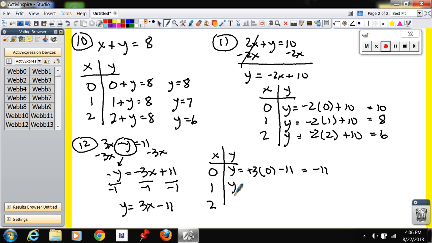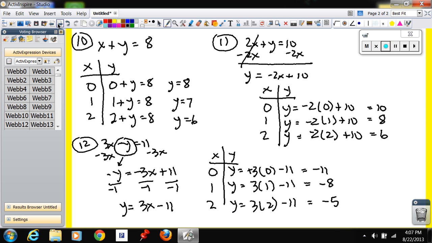Y equals 3 times 1 minus 11. Positive 3 minus 11 will be negative 8. So it looks like we're going up by 3 here, from negative 11 up to negative 8. And then y equals 3 times 2 minus 11. That's going to be a 6 minus an 11. It's going to be a negative 5. So you can see we went up by 3 on all those. There's 12. Again, you can pause it if you need to.